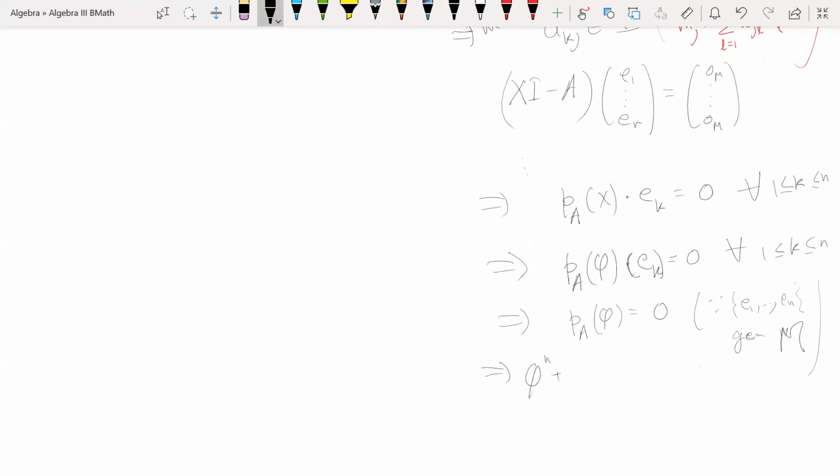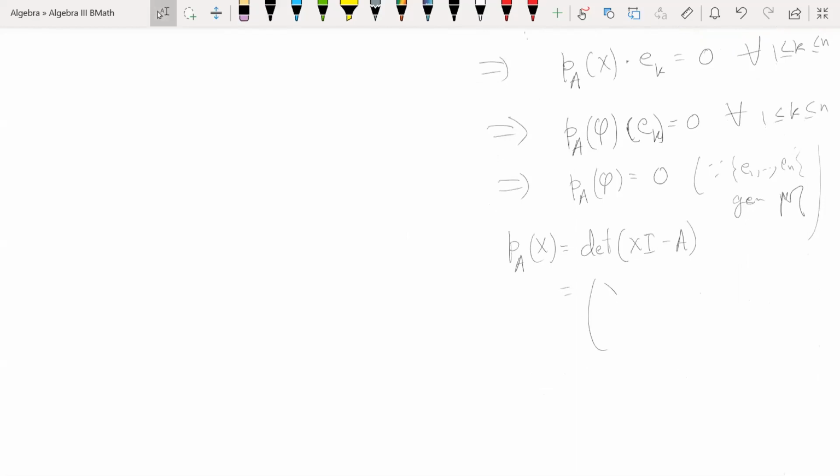So p(phi), how does it look like? It looks like p. So maybe now look at the determinant. p_A(x) is the determinant of xI minus A, so now you just look at how this matrix looks like. x minus a11, minus a12, minus a1n, minus a21, x minus a22, and so on, minus a2n, and so on, minus an1, minus a(n,n-1), and then the final entry is x minus ann. So this is the determinant of this matrix.